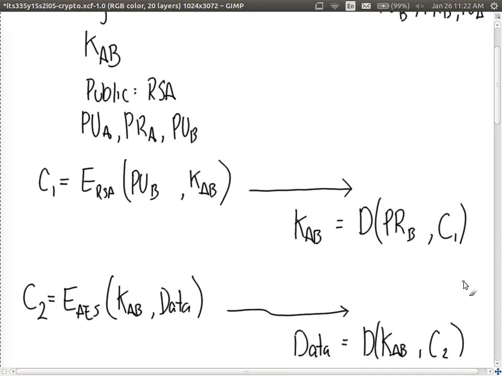To be precise, when I used the decrypt function, I should have written decrypt with RSA and decrypt D subscript AES, right? I encrypted the key using RSA as the algorithm, and I encrypted the data using AES as the algorithm, just as an example of the different algorithms available.